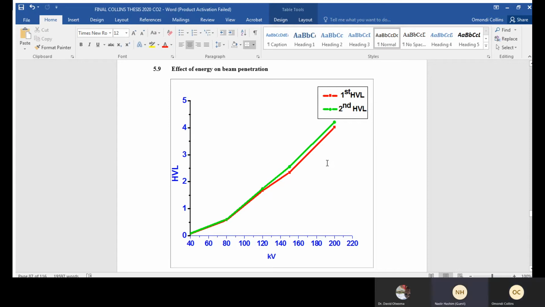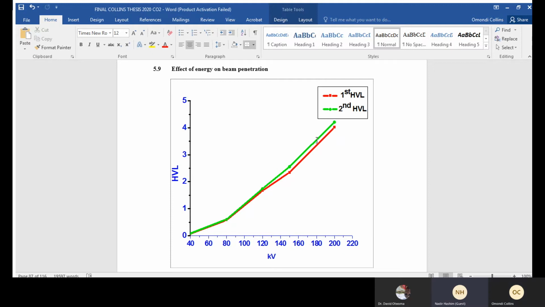Let's go step by step. For example, at 60 kV, you require less material to reduce the original intensity by half. Then, as you go higher, because there are more photons. As you increase the voltage on your X-ray tube, what you're effectively doing is increasing the intensity, the number of photons that come out from the tube.